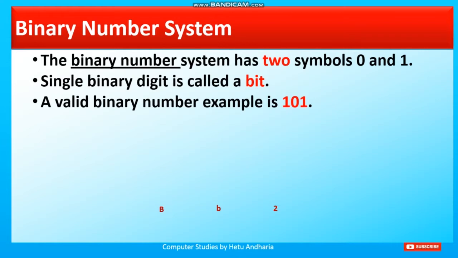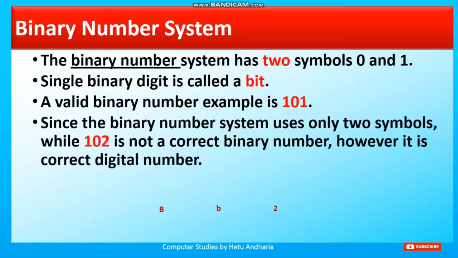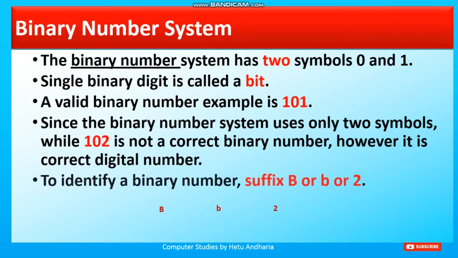Just now we saw that it can store 0 and 1. So in this 101 we have 1 and 0 only, so it is a valid number. But since the binary number system uses only two symbols, 102 is not a correct binary number. However, it is a correct decimal number, but 2 does not exist in the binary number system.